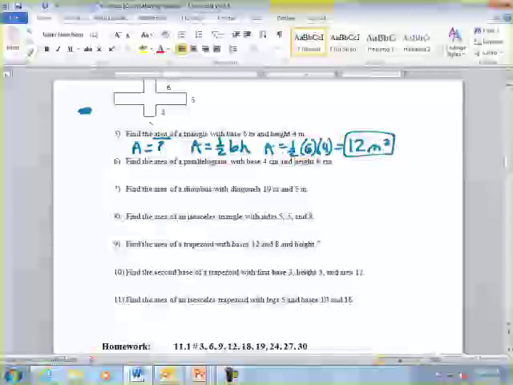The next one says area of a parallelogram. What is our area of a parallelogram formula? Base times height, or length times width, or whatever it happens to be. I'm going to show you where this one comes from, because if you can understand why a formula is what it is, it can make it easier to study and memorize.